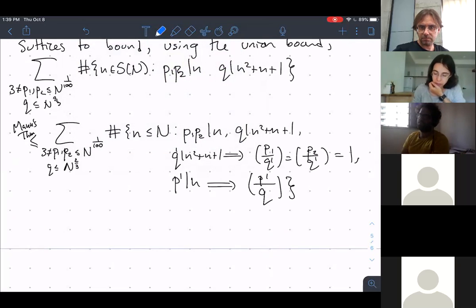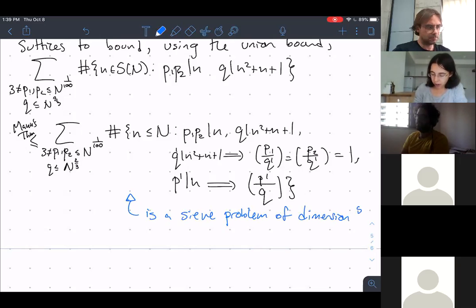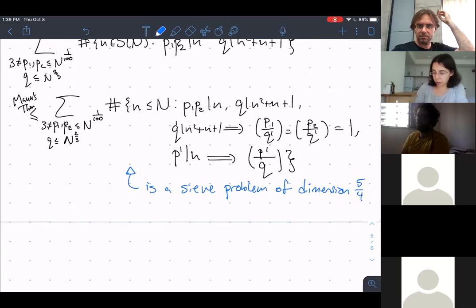So now the key thing to note is that estimating the size of this set is a sieve problem of dimension 5/4, which crucially is greater than 1. Because this condition that any prime dividing n squared plus n plus 1 must be such that P1 and P2 are both quadratic residues modulo that prime, this removes 3/4 of a congruence class modulo each prime on average.